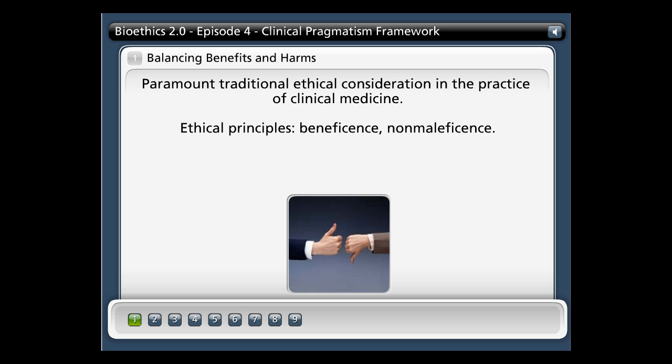Balancing benefits and harms. This is the first of the 8 ethically relevant considerations. This is the paramount traditional ethical principle in the practice of clinical medicine, and here we're balancing ethical considerations of beneficence and non-maleficence. What needs to happen here is that any outcome that should result should try as much as possible to maximize the benefits for a patient and minimize the amount of harms.